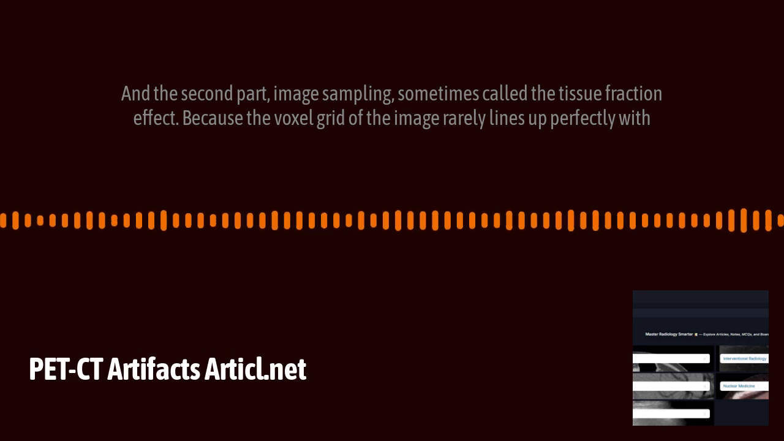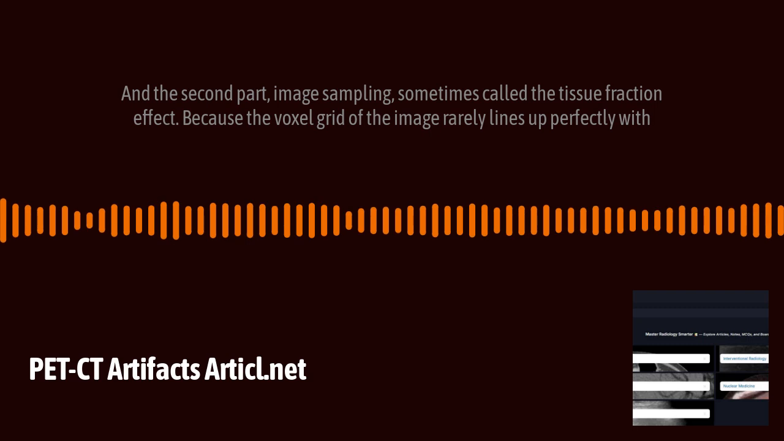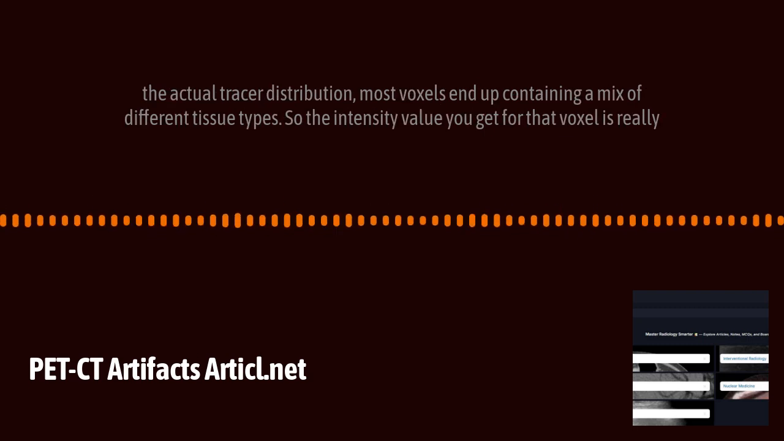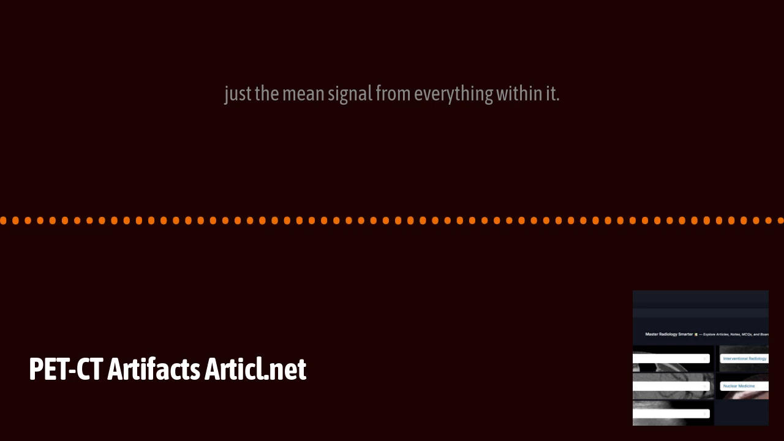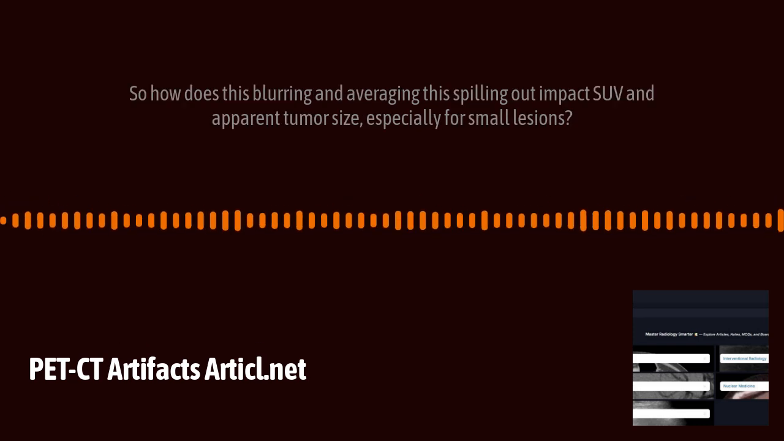Image sampling, sometimes called the tissue fraction effect. Because the voxel grid of the image rarely lines up perfectly with the actual tracer distribution, most voxels end up containing a mix of different tissue types. So the intensity value you get for that voxel is really just the mean signal from everything within it. So how does this blurring and averaging, this spilling out, impact SUV and apparent tumor size, especially for small lesions?